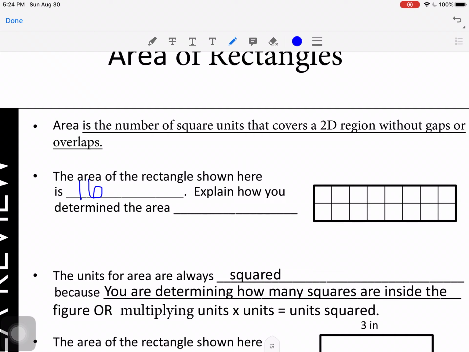And I'm going to abbreviate units with the U squared. And how do I know? It's because there are 16 unit squares that make up this rectangle.